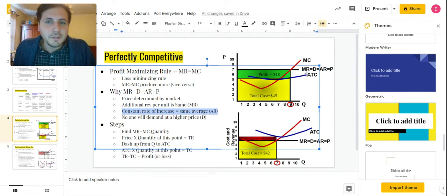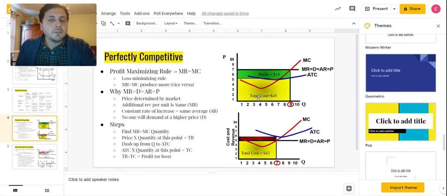So it's always going to be the exact same as price as well. And then finally, demand is tied to price here because nobody's going to demand it at a higher price, and I can't sell it for a lower price because we'll all lose profit. So it's perfectly fixed as well. Okay, so that's why it's Mr. Dark.